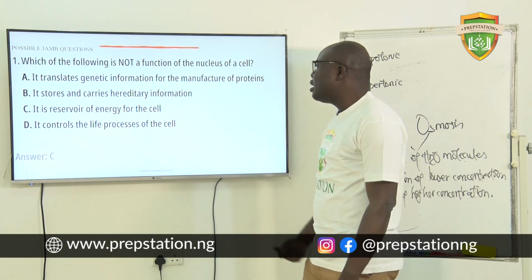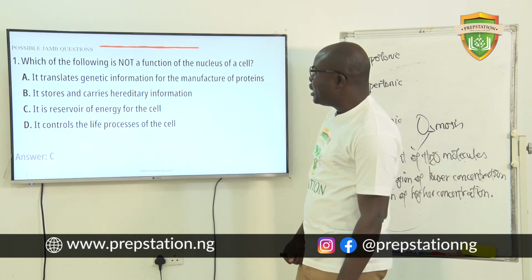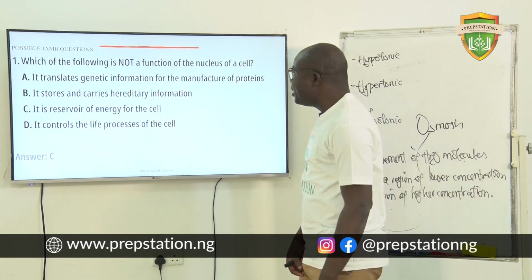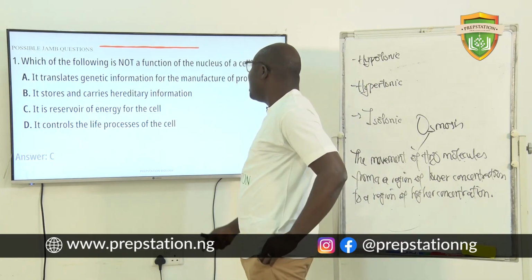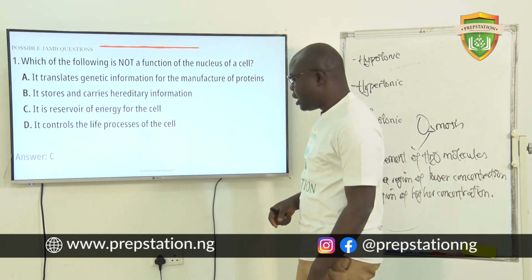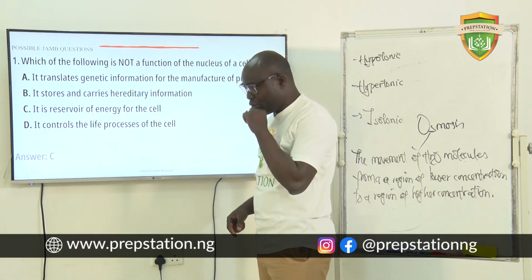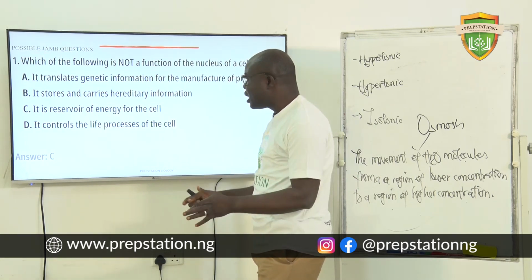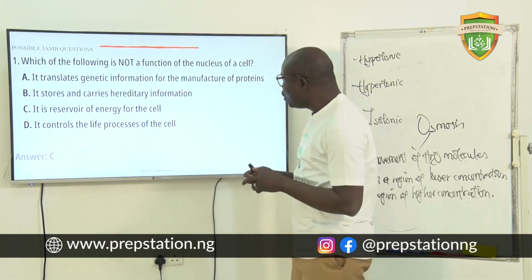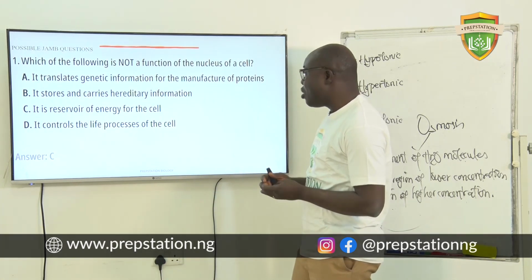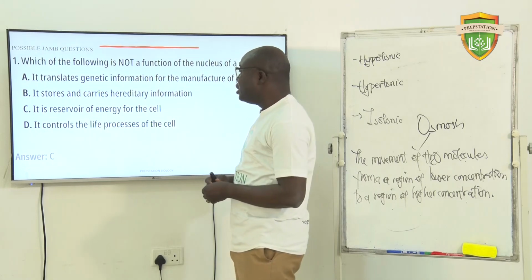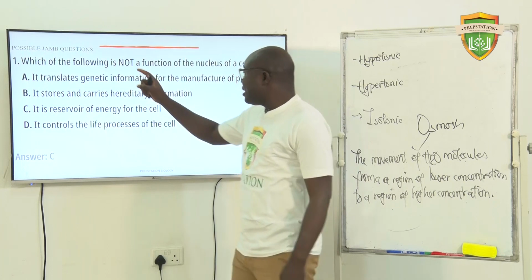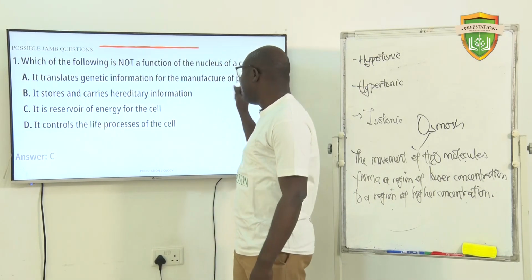Okay, so let's look at the possible JAMB questions that you might encounter from this topic. The first one is, which of the following is not a function of the nucleus of a cell? Please, I want you to pay attention to this. The nucleus is an important organelle in an organism. Which one is not a function of the nucleus? Option A: it translates genetic information for the manufacture of protein.